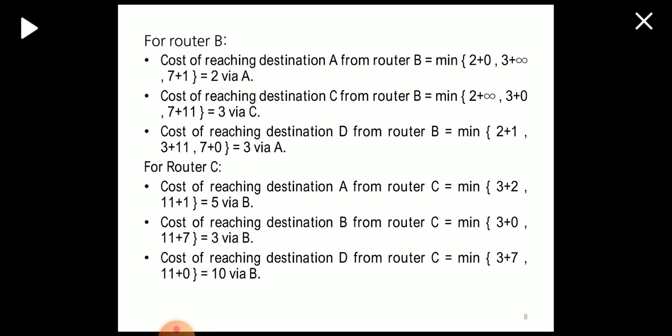Next condition, cost of reaching destination D from router B, we have 3 paths, 3, 7 and 14, but we consider 3 via A. For router C, there are also 3 conditions. Cost of reaching destination A from router C, we have 2 paths, that is 5 and 12, but we consider the minimum path from C to A, that is 5 via B. In the next condition, we also consider the minimum path, that is 3 via B. In the third condition, we take the minimum path, that is 10 via B.